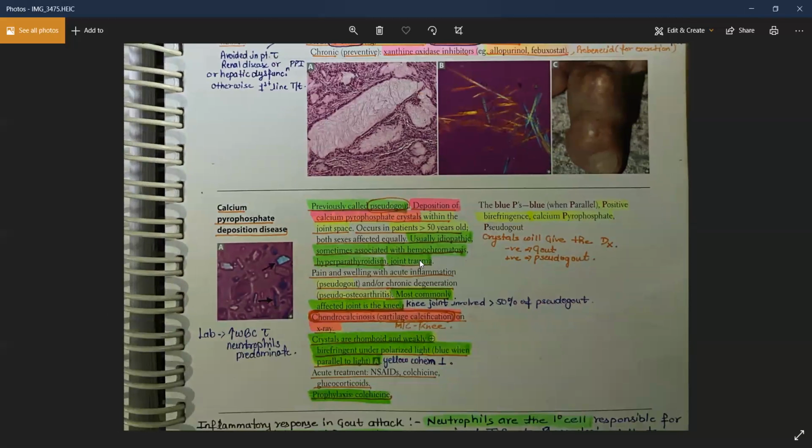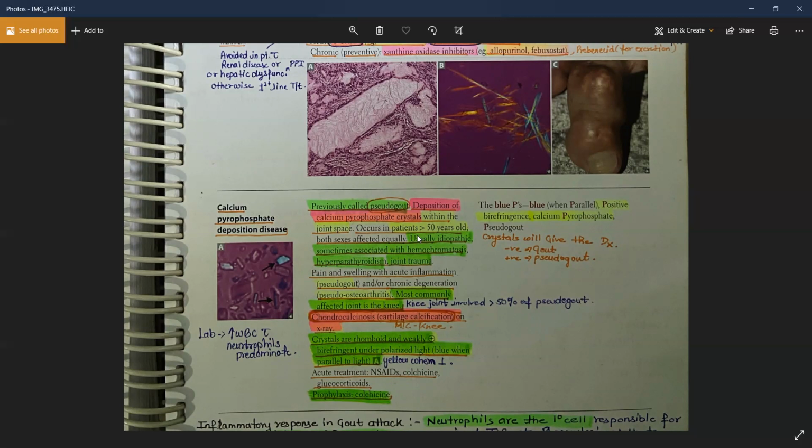And similar to gout, you can have another condition, which is calcium pyrophosphate deposition. Similar to gout, in which you have monosodium urate crystals, in this disorder, pseudogout, you will have a deposition of calcium pyrophosphate crystals. And just like the monosodium urate crystals, they can also cause neutrophil chemotaxis. The neutrophils will come into the joint space and cause inflammation of the joint, right? And these are generally seen in patients older than 50 years.